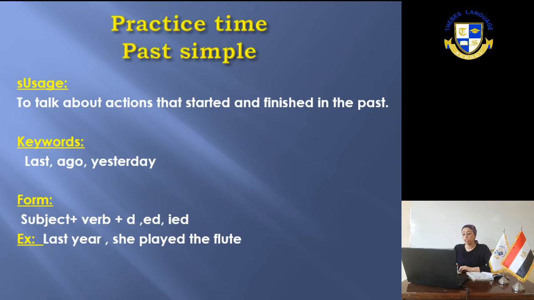Last year she played the flute. Miss, here is the Y. No, honey. Please concentrate. But before the Y, there is a vowel. We can find A. And vowels are too weak to kick away the Y. So in this case, we are going to add only ED to the end of the verb. Okay? Let's move to slide number 10.